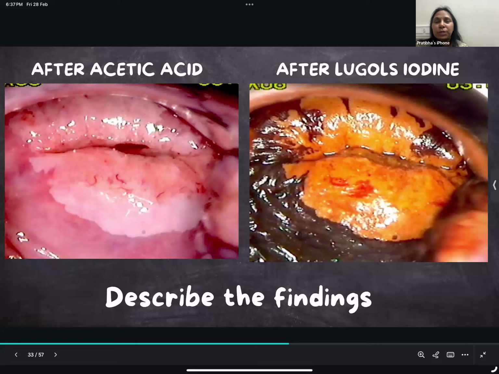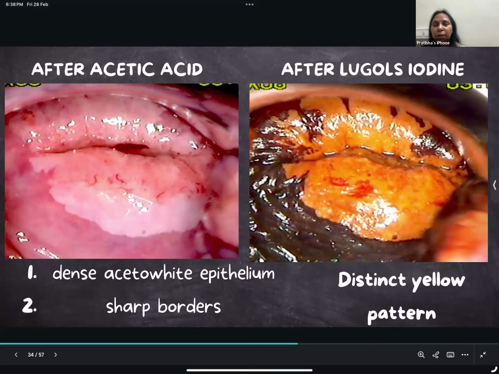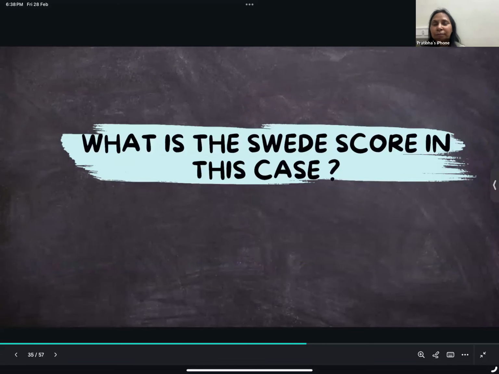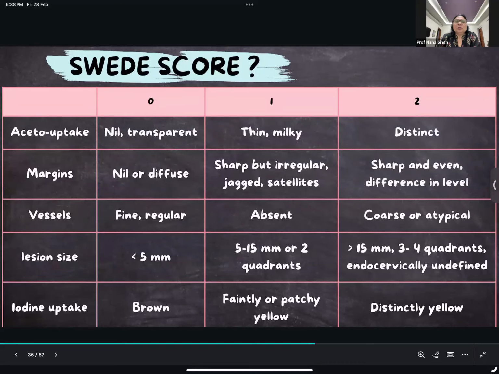What we see on the posterior lip here is a dense, thick acetowhite area along with some abnormal vasculature at maybe 6 o'clock and 7 o'clock position. And it's not taking up the stain even on Lugol's iodine. So it looks like a high-grade lesion, and definitely a biopsy would be warranted here. We'll do the Swede score first, and then we will come to what options we can do, a biopsy or something more.